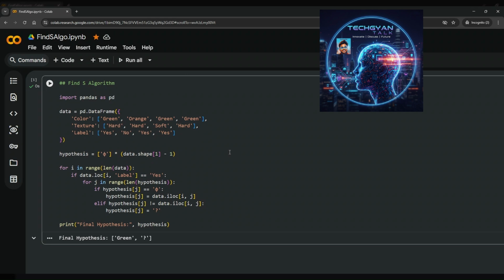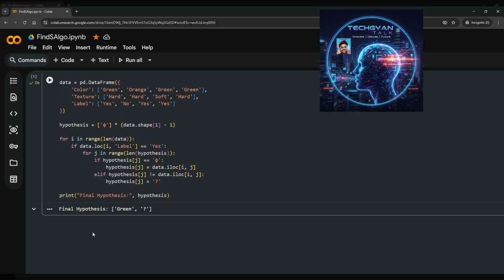So here, this is a sample code for Find-S. Here we are importing the libraries, and here we are defining the data frame with colors, textures, and labels. And here the hypothesis is initialized using the formula with data dot shape of minus 1. So this is the formula for the hypothesis for this problem. And here we process all the given data, and then we are trying to find the hypothesis.